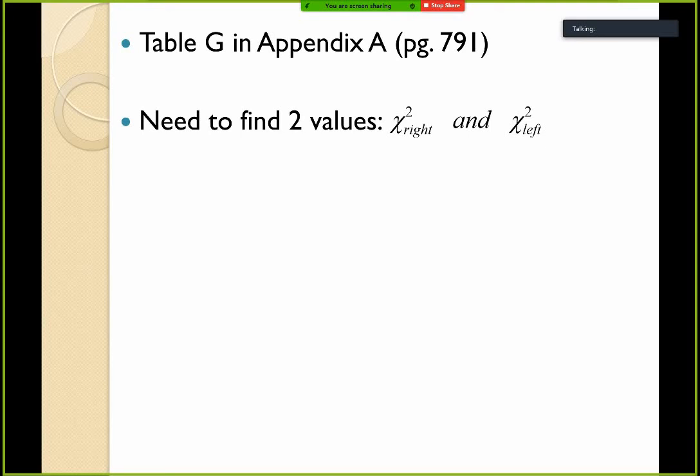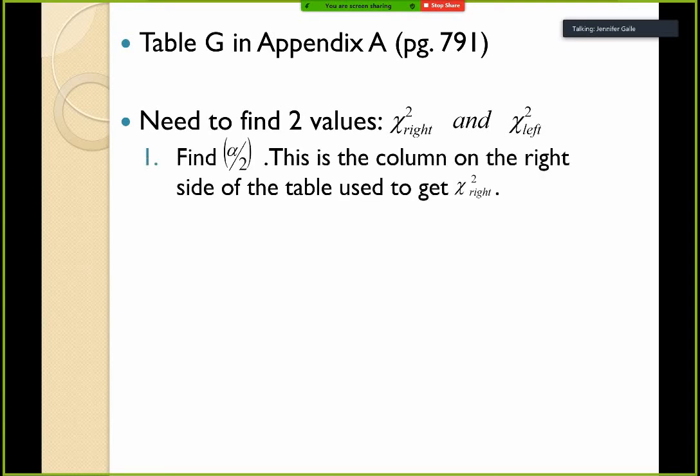All right, so in order to find these two values, the first thing we have to do is find alpha over 2. That's not going to change for us from how we found it with z sub alpha over 2. Alpha is still 1 minus our confidence level, and then we divide it by 2. This is the column on the right side of the table that we will use to get chi-square right. So I'm going to go through the steps with you. We're going to talk about the formula a little bit, and then we're going to put everything into action. So we do need to find alpha over 2. We're going to use that on the right side to get chi-square right.